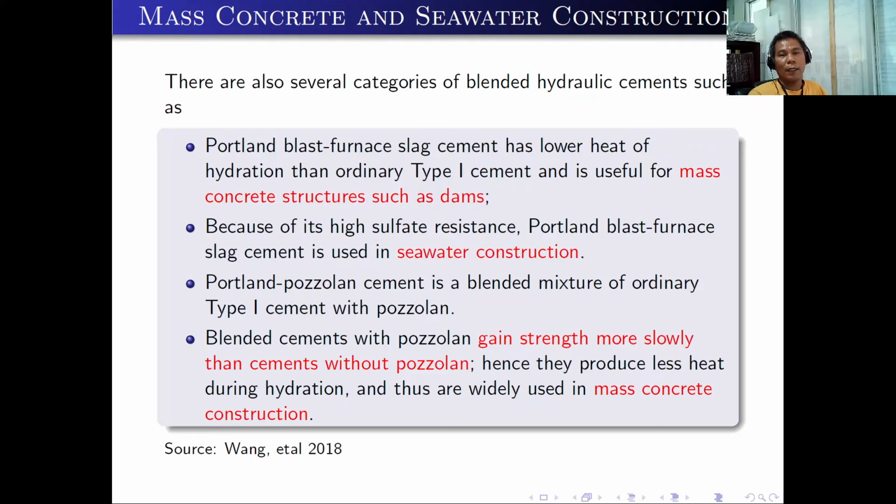For mass concrete and seawater construction, there are also several categories of blended hydraulic cements that can be used, such as the Portland blast furnace slag cement, which has lower heat of hydration than the ordinary type 1 cement and is useful for mass concrete structures such as dams. Because of its high sulfate resistance, Portland blast furnace slag cement is used in seawater construction.